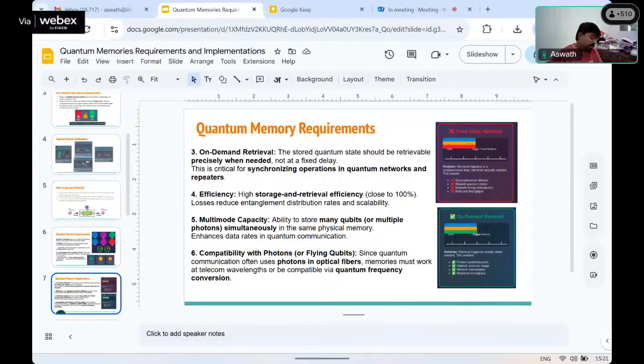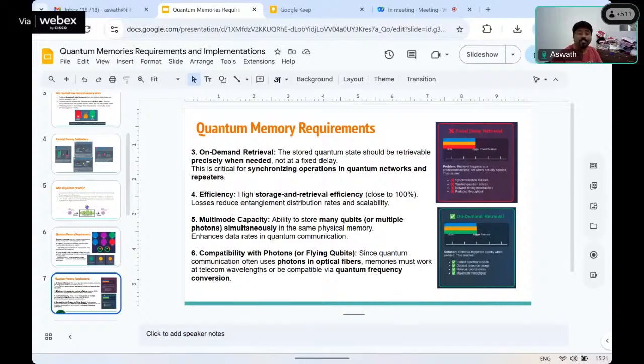Okay, right? So by the way, quantum systems, compared to the classical case, definitely have no lag whatsoever. But still, between each memory and the other memory, there should be synchronization. That means they should respond in the same way, so that we can retrieve and connect them and have a good quantum network. Okay, on-demand retrieval is one of the requirements.